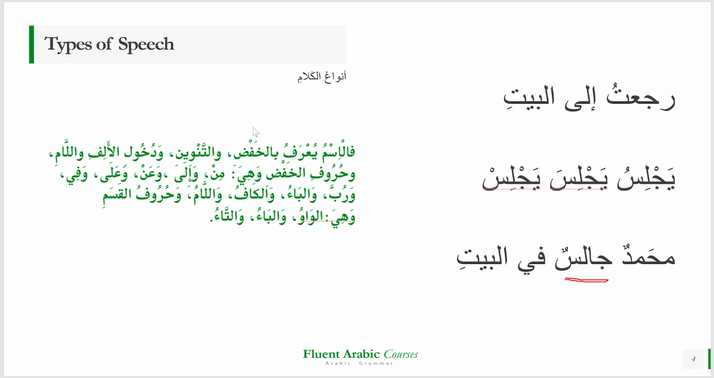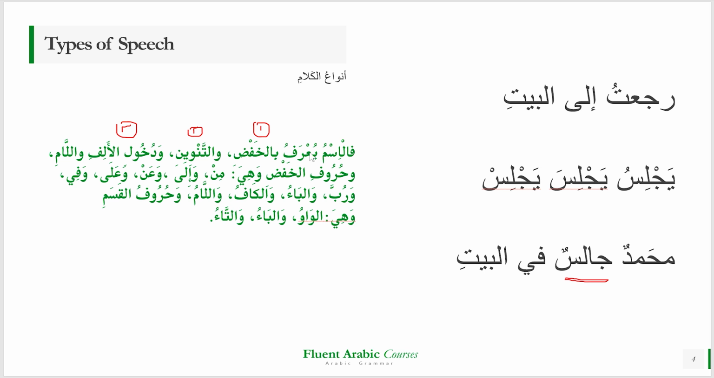فالاسم يعرف بالخفض والتنوين ودخول الألف واللام. There are three ways you can tell a noun apart. One is the khafdh or the jar. Khafdh means jar. 2, tanween, and 3, the entry of the alif lam. What does this mean? It means that if that word can accept the state of khafdh or jar, then it is a noun. If it can accept the tanween, then it is a noun. And if it can accept the alif lam, then it is a noun.